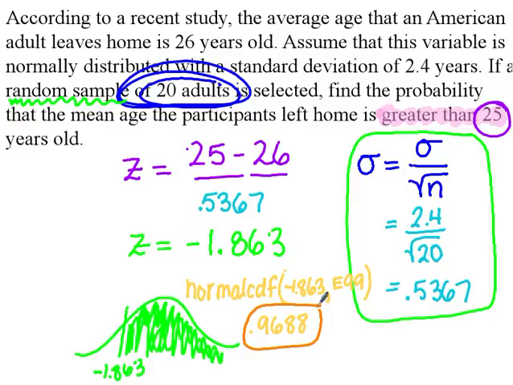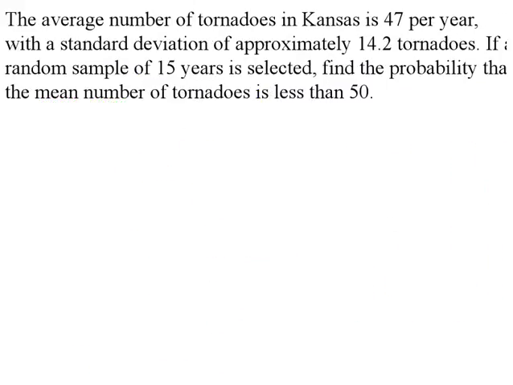So biggest thing, what you've got to do here is you've got to account for the 20. Make sure you do that. Okay, let's look at the next one. It says the average number of tornadoes in Kansas is 47 per year with a standard deviation of approximately 14.2 tornadoes. If a random sample of 15 years is selected, find the probability that the mean number of tornadoes is less than 50.